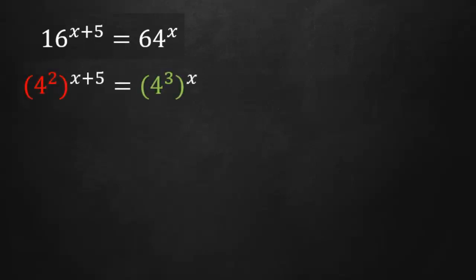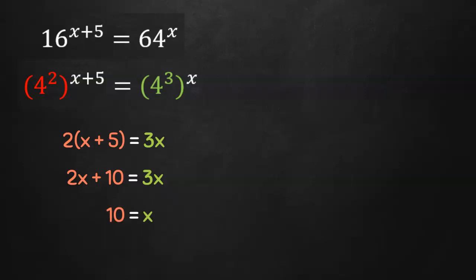So what I can do is rewrite 16 as 4 to the second power, and I can write 64 as 4 cubed. So now notice that I have the same bases. Okay, so now I can set my exponents equal to each other. So when I have a power to a power, I multiply those exponents together. So I have 2 times x plus 5 as that quantity, and then I have 3 times x, which is just 3x. I can distribute that 2. Now I can go ahead and subtract 2x from both sides, and that gets me x is equal to 10.